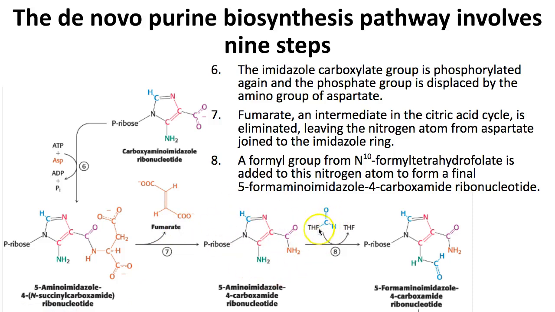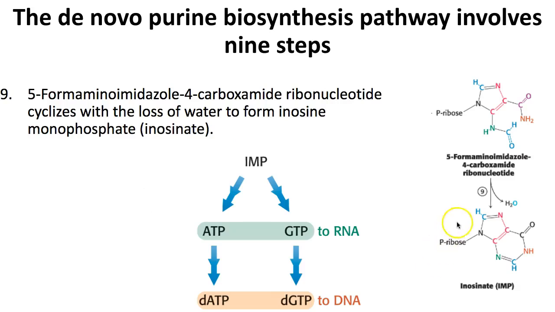Then once again, we have the N10-formyl tetrahydrofolate that donates the formyl moiety again to this free amine group that's right here, and then you start to see that all we need now is to close this ring, and we have the purine ring structure. That is done by dehydration, so loss of water, and then you have IMP.